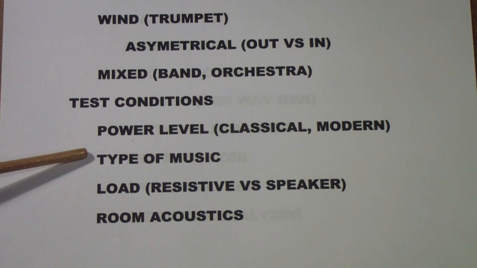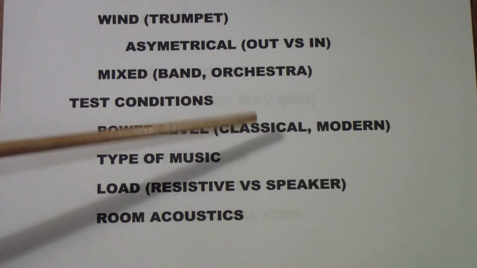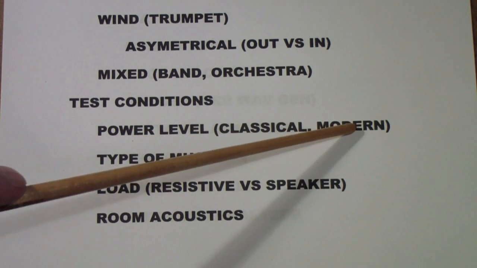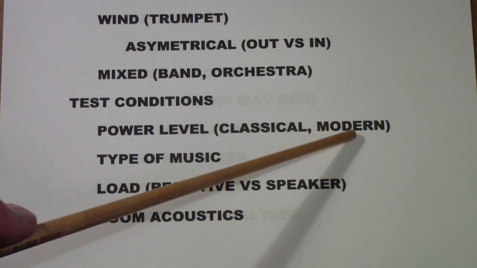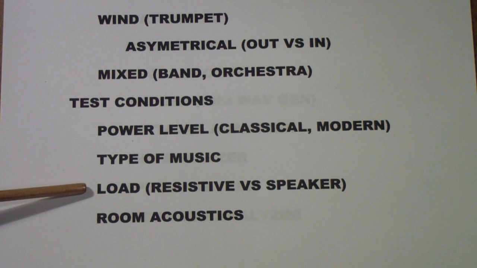You have to consider the type of music you're going to be playing on the system, because a system, for example, that is appropriate for classical music might sound too soft or not harsh enough for someone who prefers, say, heavy metal. The load is also important.